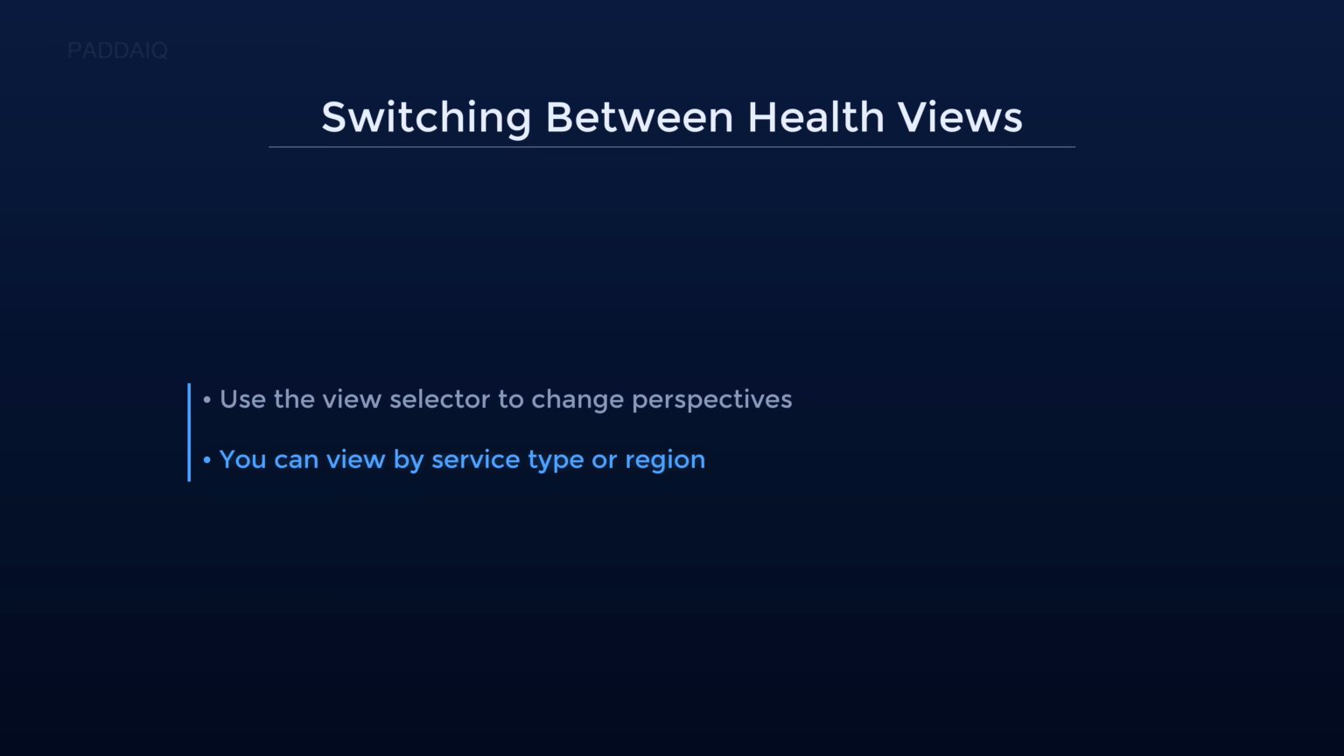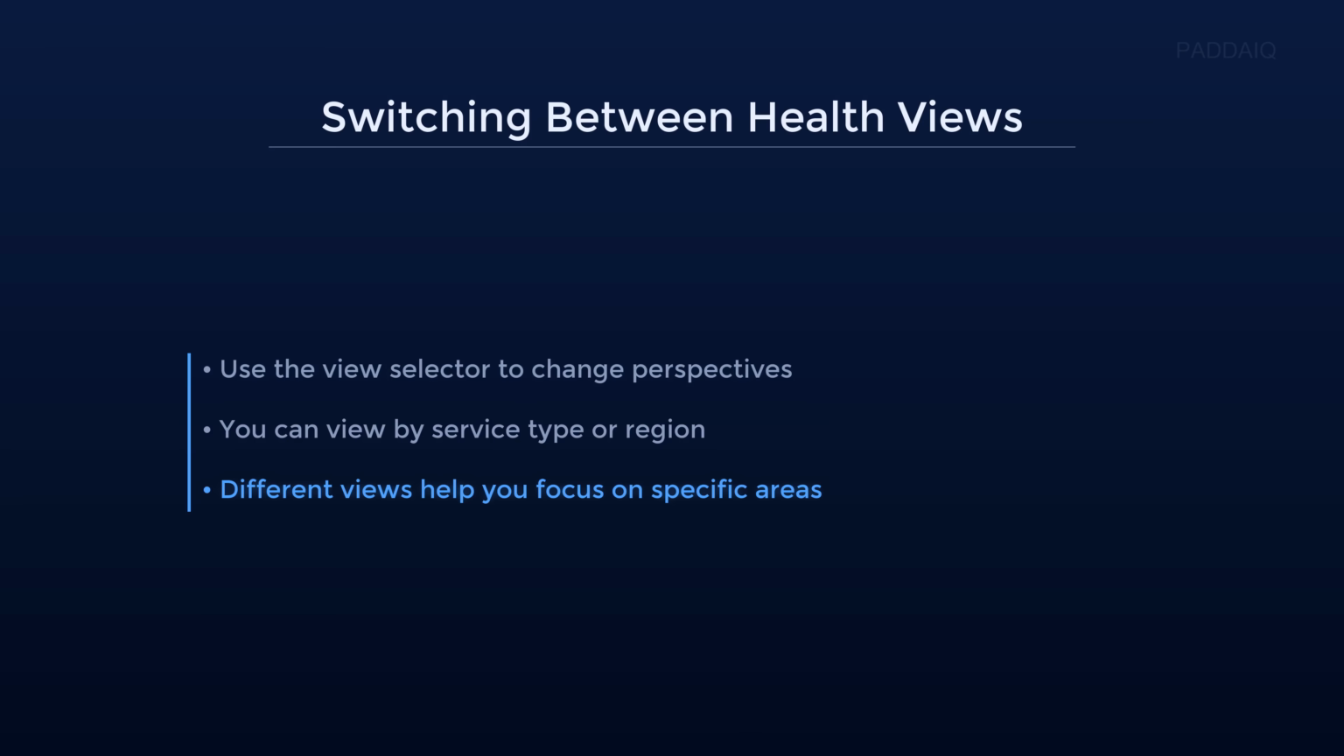You can view by service type or region. This means you can filter the health dashboard to see statuses either grouped by categories of services, like analytics or databases, or by geographical data centers. For instance, check all services in Europe to quickly assess regional performance. This flexibility helps you monitor what matters most to your operations efficiently.